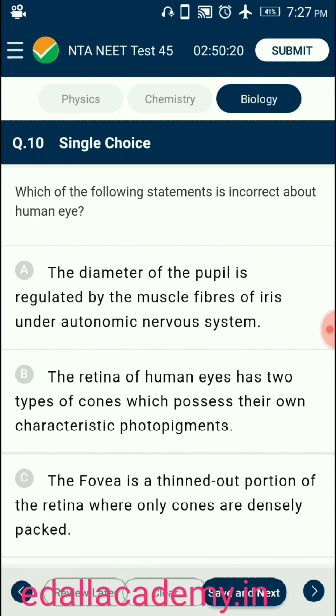Question number 10. Which of the following statements is incorrect about the human eye? In the retina of human eyes, there are 3 types of cones such as S cones, M cones, and L cones that possess their own characteristic photopigments that correspond to red light, generally called erythropsin, blue light, generally called cyanopsin, and green light, generally called chloropsin, which are primary colors. So the answer for this question is option B. The retina of human eyes has 2 types of cones which possess their own characteristic photopigments.